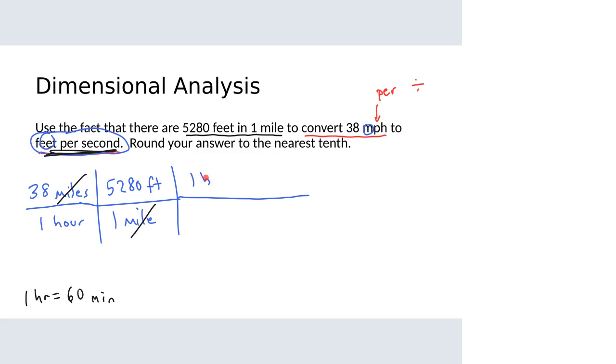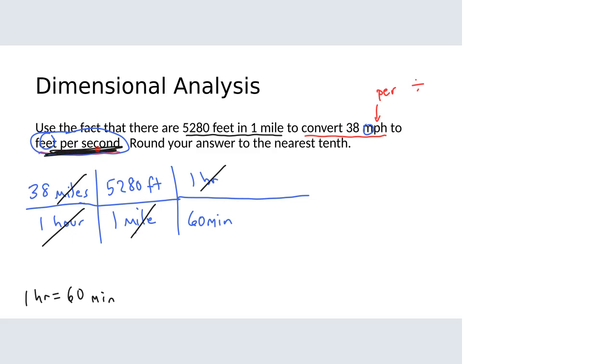If I put the 1 hour up here and the 60 minutes down here, well, I wanted hours to cancel. Well, look at that. Hours on the bottom, hours on the top. Sure enough, you were all right. Hours goes on top because I wanted to cancel with the thing that was on the bottom. If I were to quit right now, I have feet per minute. Still not what I'm trying to get to. I'm supposed to have feet per second, but I'm closer.